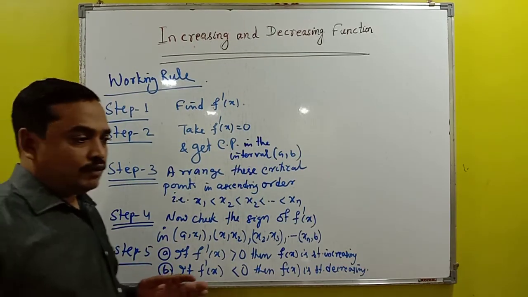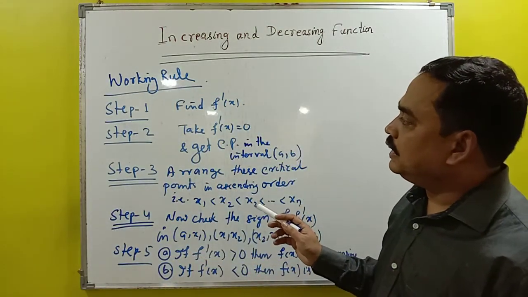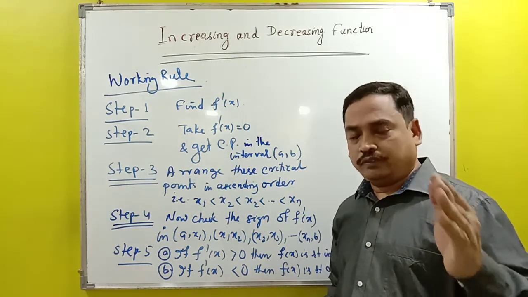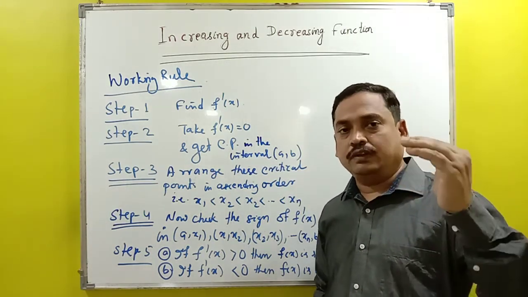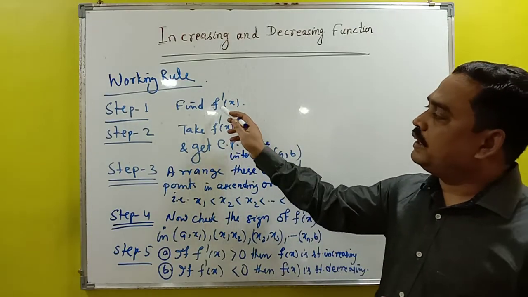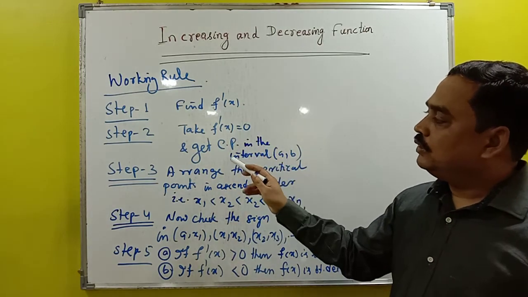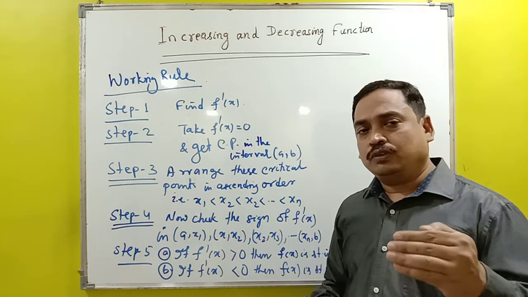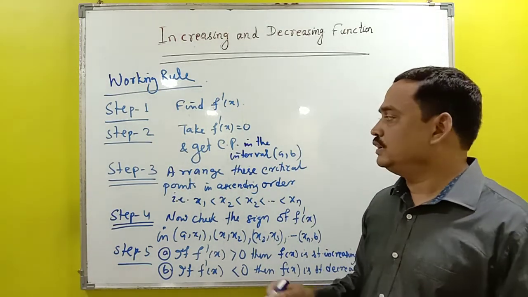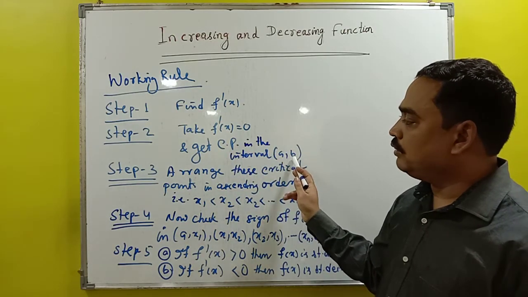Now let us discuss the working rule, how to solve the problem. Step 1: the function will be given and we have to check whether the function is increasing or decreasing. In that case, what will you do? First step, you will find f dash x. Second step, take f dash x equal to 0. The points where the derivative is 0 are known as critical points. Get these points in the interval. Suppose the open interval a b is given.